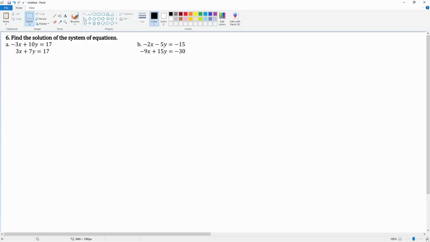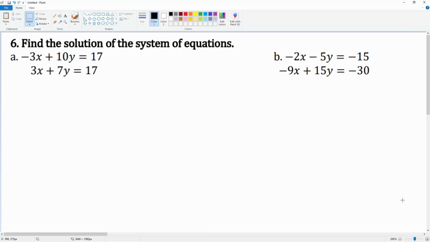We are on number 6. We are going to find the solution to this system of equations. To solve the system, we can just add the two equations. The reason why we can add the two equations is, watch.